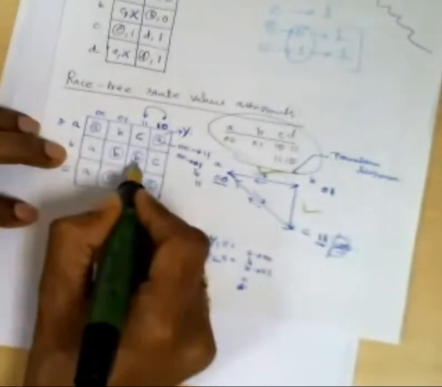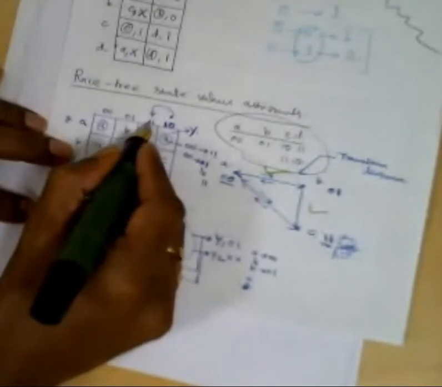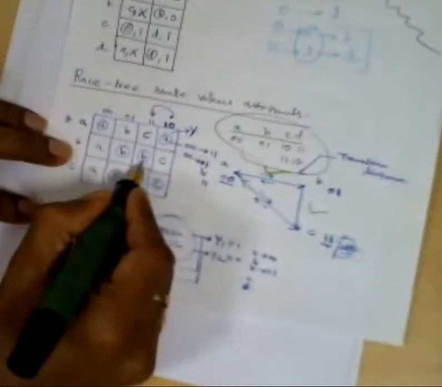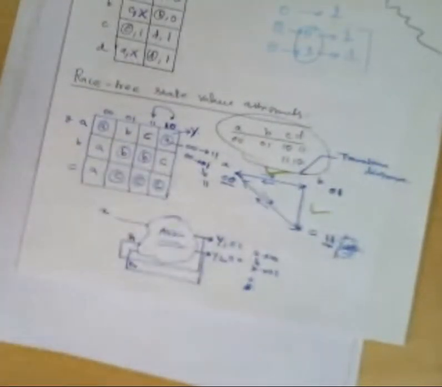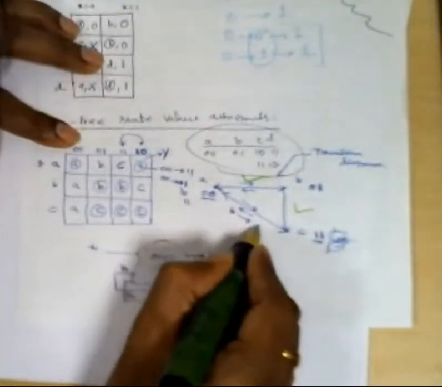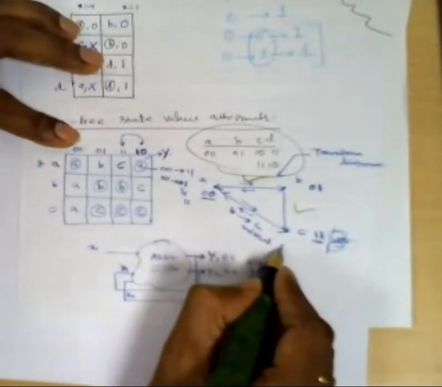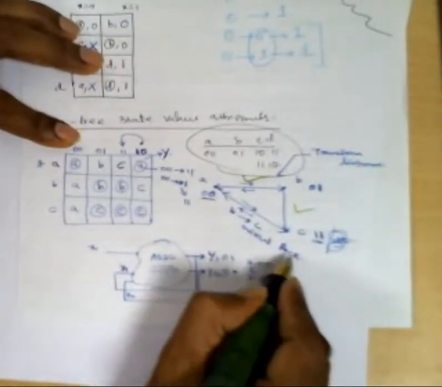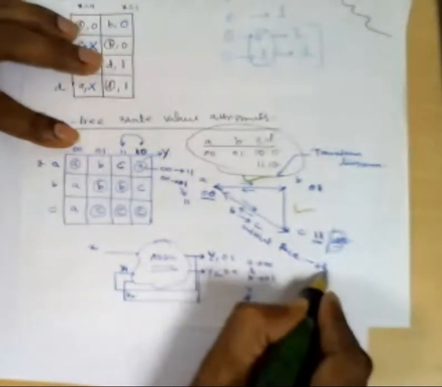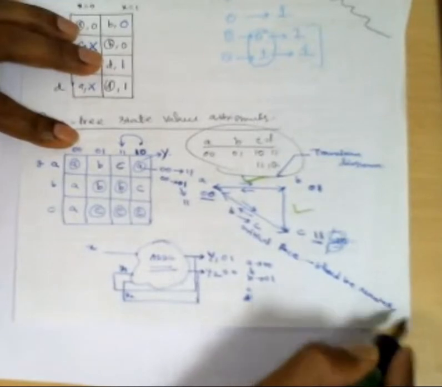In B state, there is a stability for x equal to 1, 1. Then the circuit will get stuck at B state now. Therefore, B to C is the critical race. This should be avoided.